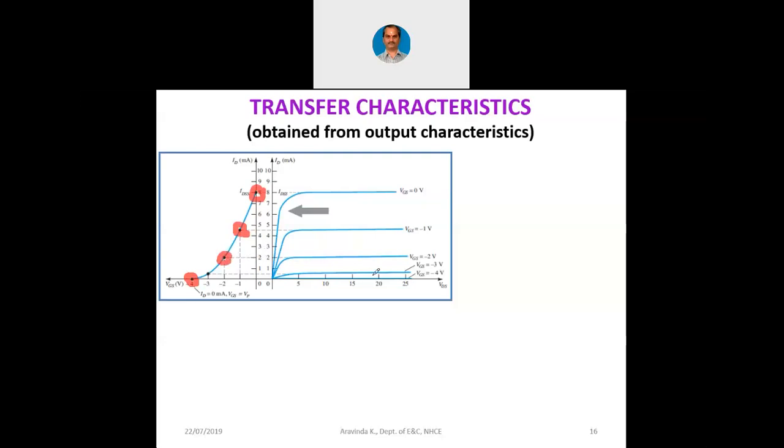Similarly, when VGS is minus 3, current is around 0.5 milliampere. That also can be marked. X-axis minus 3, y-axis 0.5. So when we have these 5 points, we can join all the 5 together and we can have a transfer curve. Now you can see that this curve is non-linear.